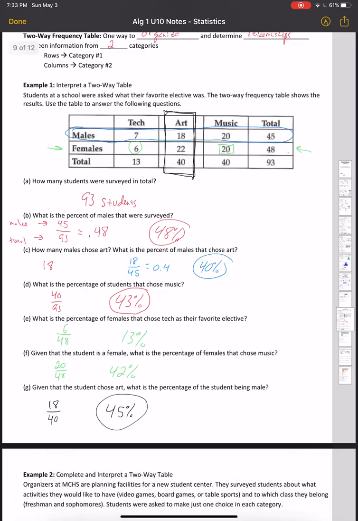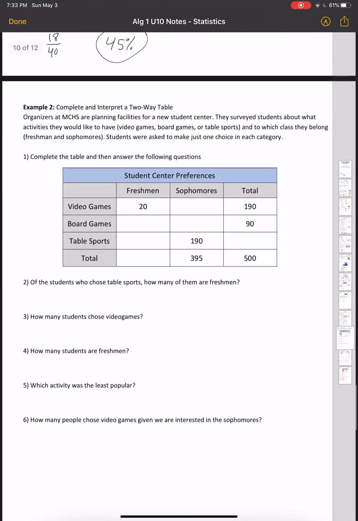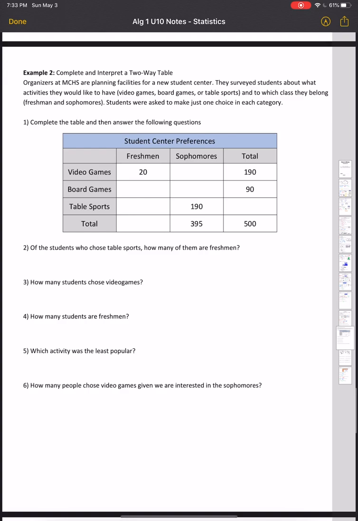Let's do another problem. Organizers at MCHS are planning facilities for a new student center. They surveyed students about what activities they would like to have, video games, board games, or table sports, and to which class they belong to, freshmen or sophomores.